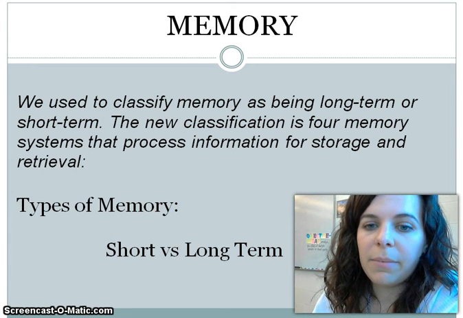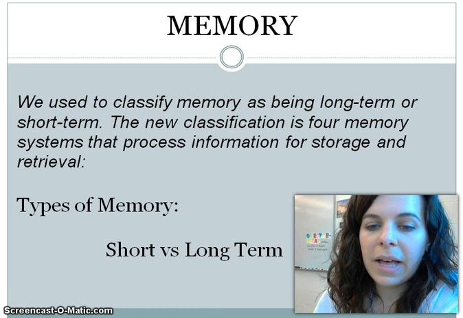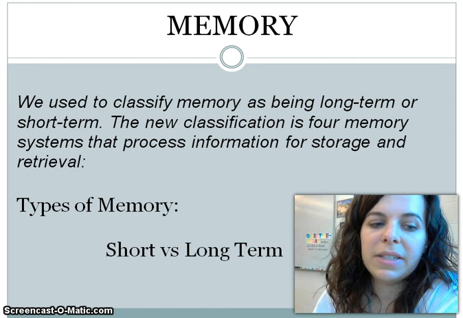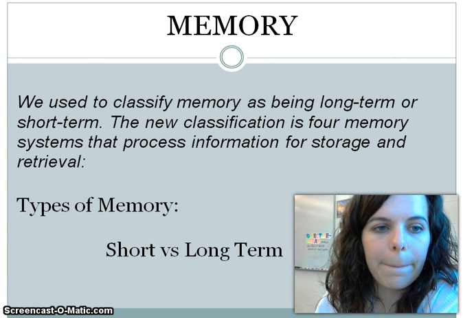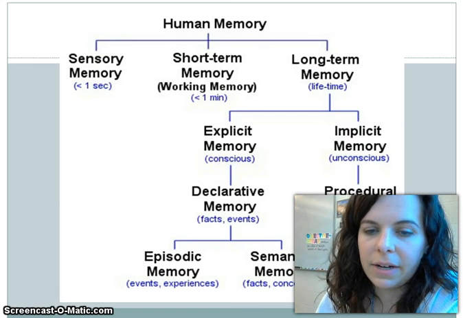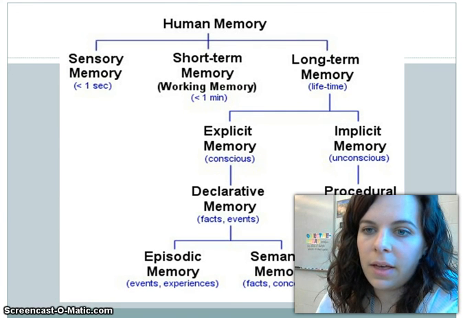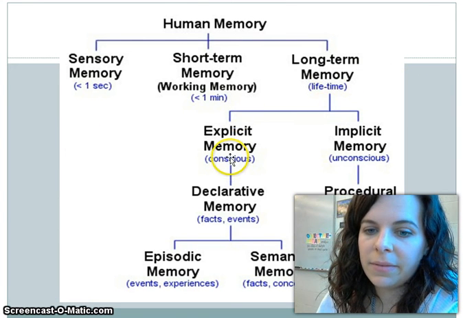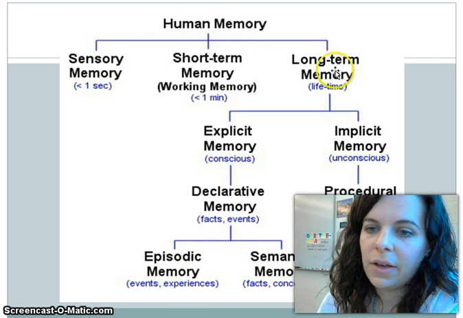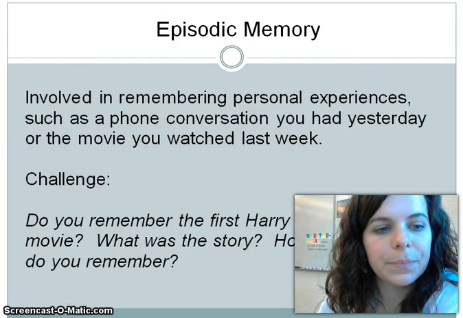So we used to classify memory as being long-term or short-term. The new classification is 4 memory systems that process information differently. So here is a flowchart of that. In long-term memory, you have explicit memory, which is conscious, declarative, and then episodic and semantic. Or you have implicit unconscious memory and procedural, with skills and tasks.